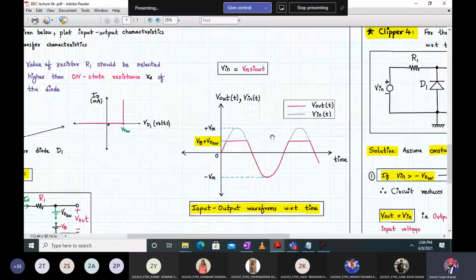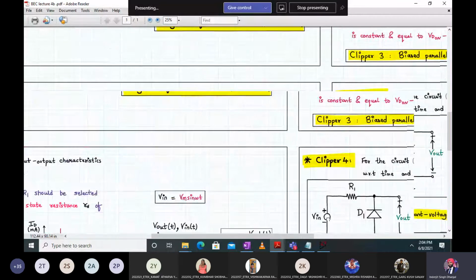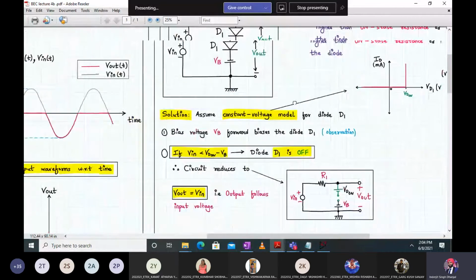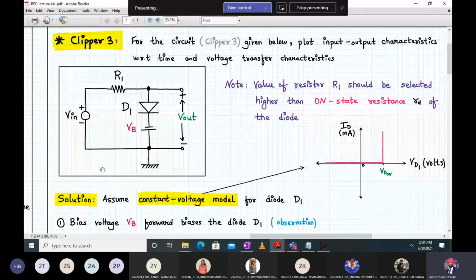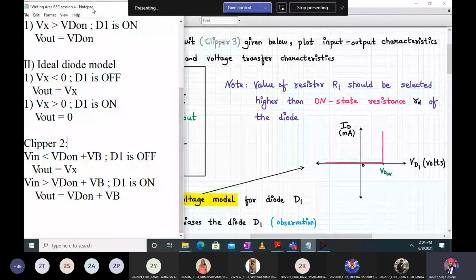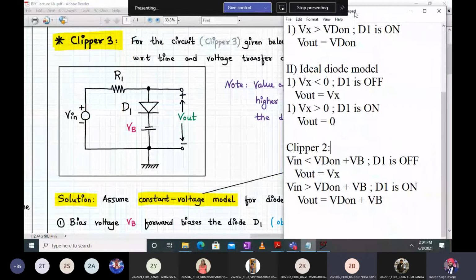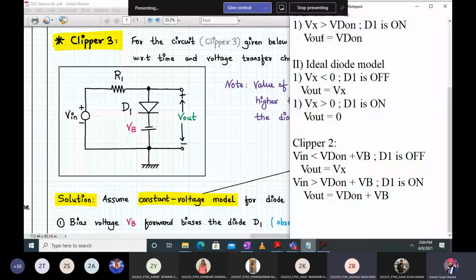Now what we will do is add a battery in the reverse direction. So what will change? Will it act as a forward bias to the diode? Correct, it will assist the diode to turn on. So the diode will require that much less voltage. Correct.